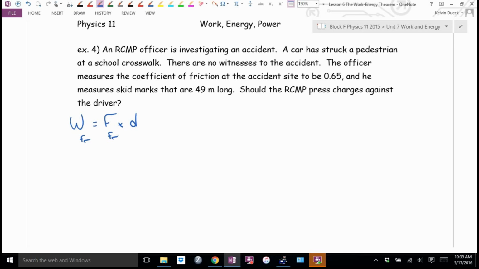Yeah, it's the same free body diagram we did on the previous page. So I'm going to say it's going to end up being mu mg times d. Okay. Mr. Duke, they didn't give me the mass. Let's not panic. There's the work.